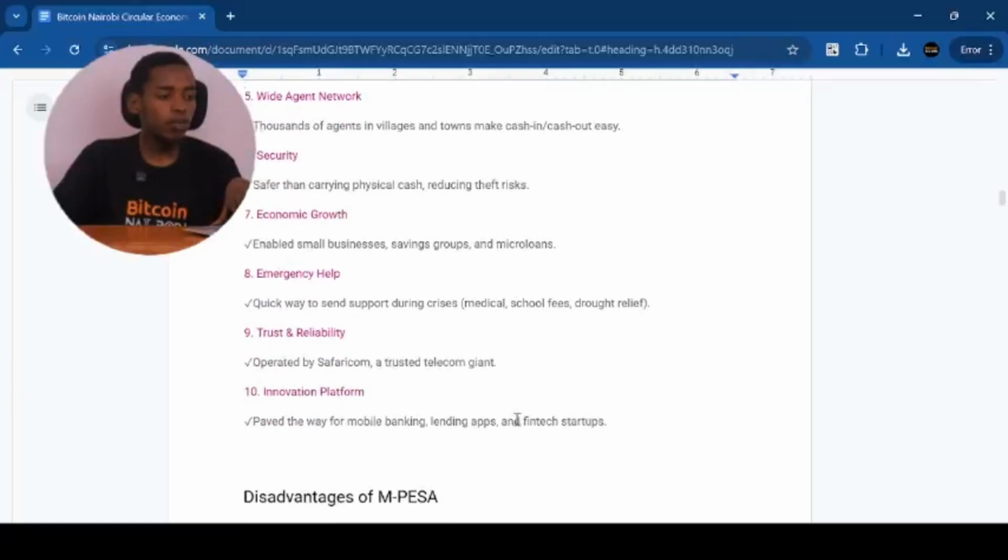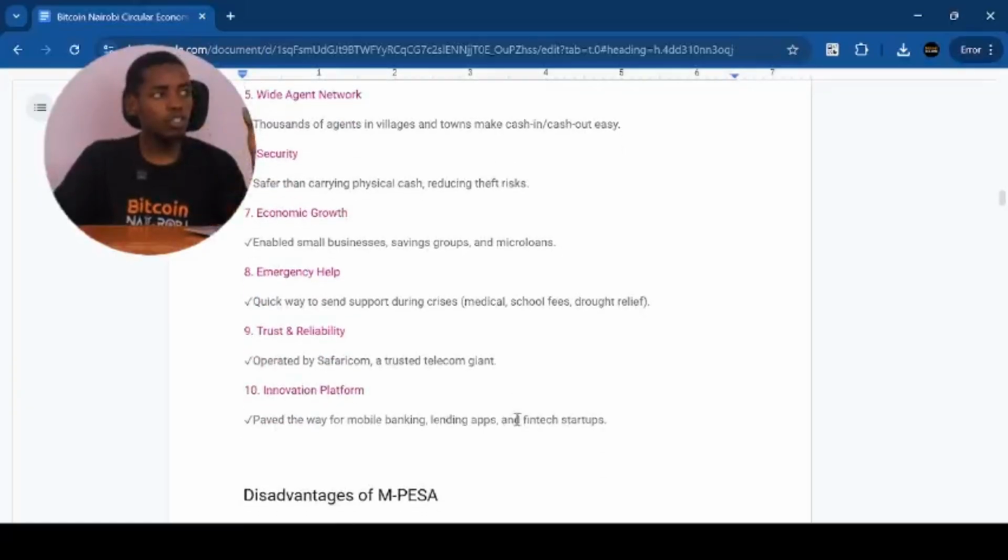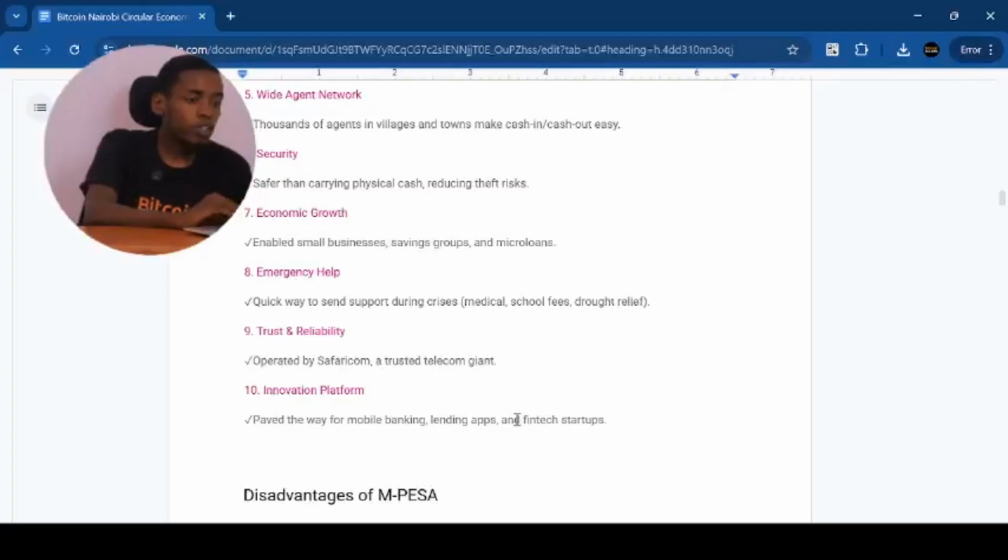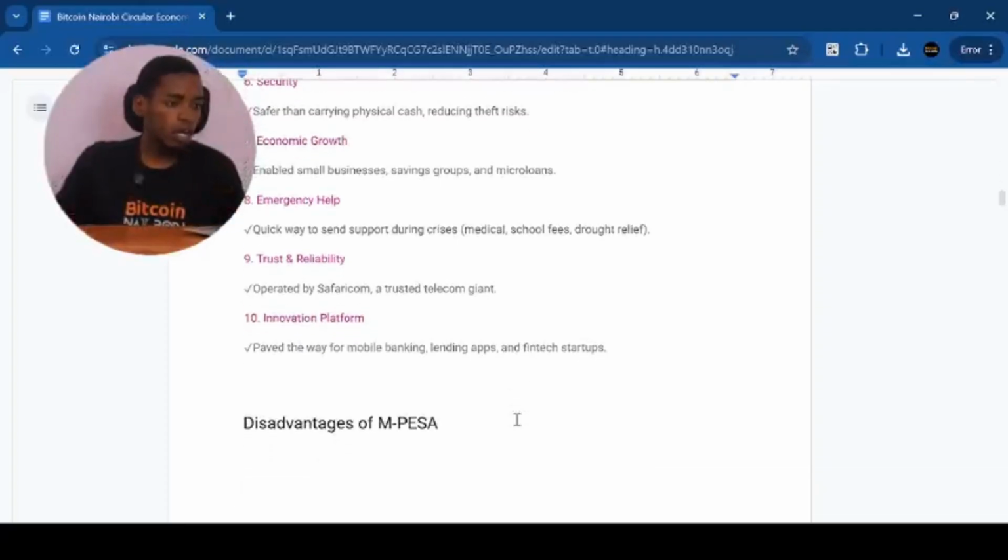Also, it was a very quick way to send support, maybe for medical fees, school fees, or drought relief. So it was a very nice way to send support. Also, it was operated by a company that we all trust, Safaricom, a trusted telecom giant. And another advantage, it paved the way for mobile banking, lending apps and fintech startups.